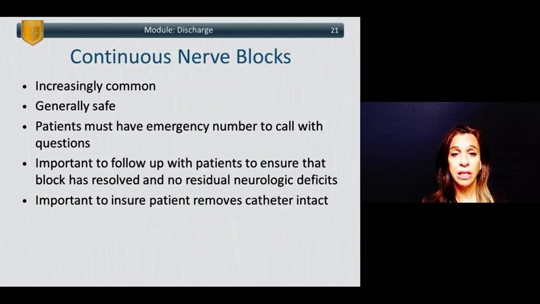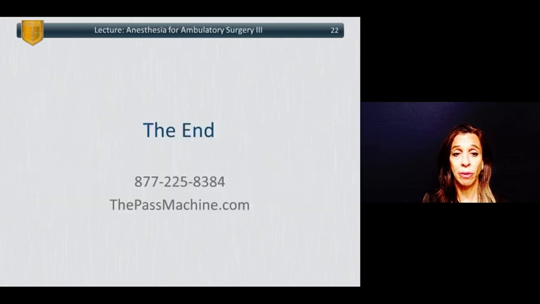Let's talk a little bit about continuous nerve blocks in the ambulatory setting. These are increasingly commonly used. They are generally very safe. It is important that patients have an emergency number to call with questions or problems. It is important to follow up with patients to ensure that the block has resolved and there's no residual neurologic deficit. And it's important to ensure that the patient knows how to remove their catheter and determine whether it's intact if one used a continuous nerve block catheter.